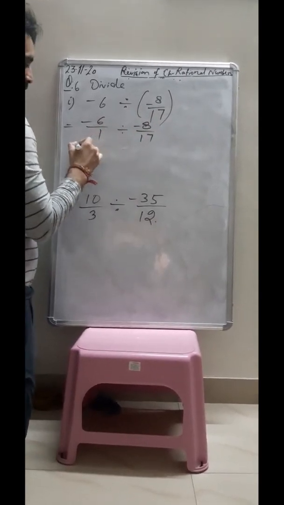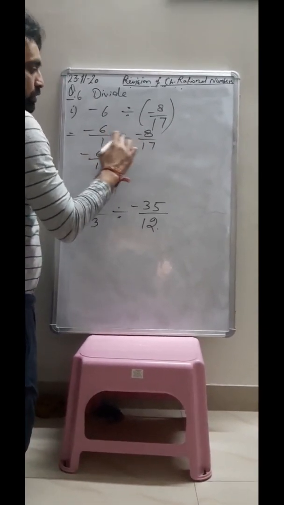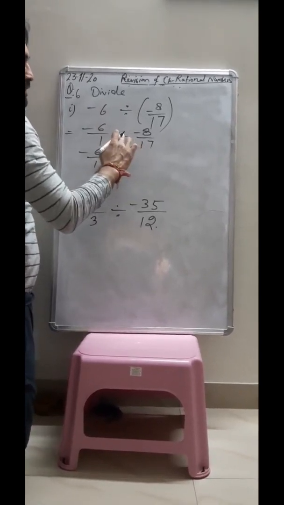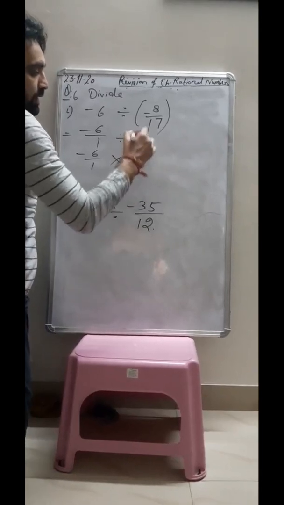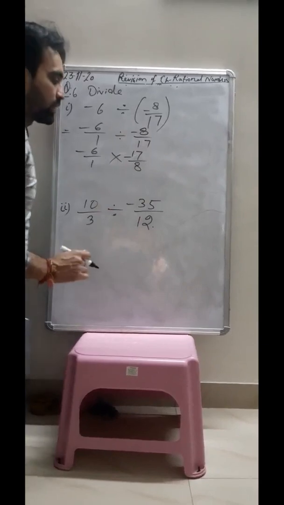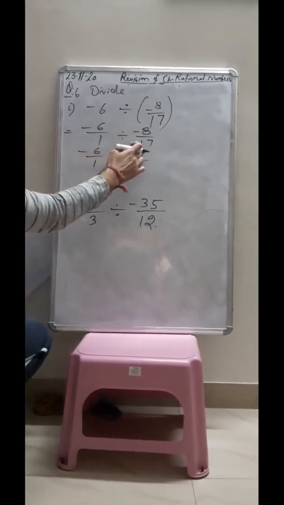Now in division, we can't directly divide the rational numbers. So to solve this, we are going to change the sign of divide into multiply. And when we change the sign of divide into multiply, the next rational number will become its reciprocal. That will become minus 70 upon 8. Now minus 6 upon 1 multiplied by minus 70 upon 8.